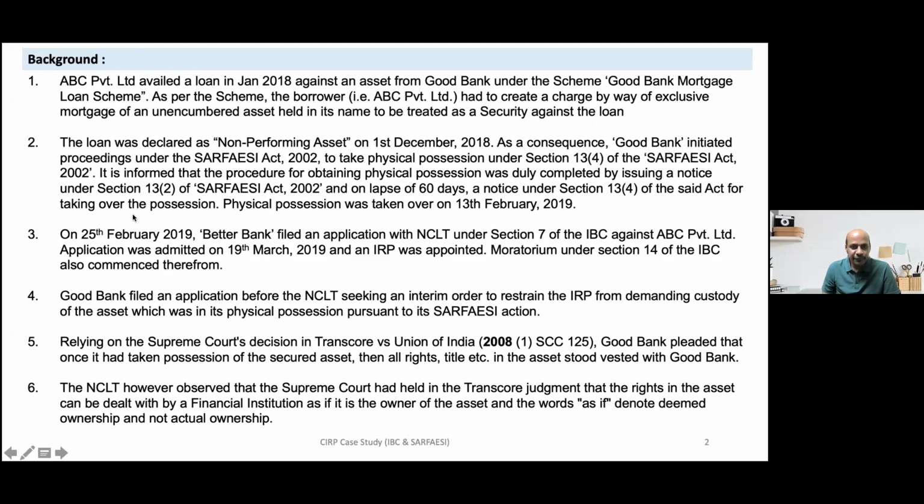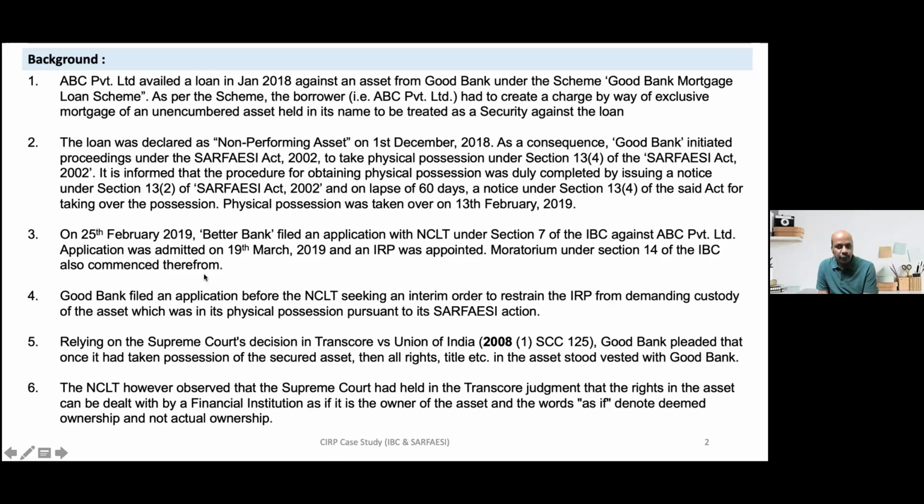It is informed that the procedure for obtaining physical possession was duly completed by issuing a notice under Section 13, subsection 2, and on lapse of 60 days, a notice under Section 13 of the said Act for taking over the possession. Physical possession was taken over on 13th Feb 2019, which means now Good Bank has the possession of that asset under which it had given the loan to ABC Limited. Then on 25th Feb 2019, Better Bank, another bank, filed an application with NCLT under Section 7 of the IBC against ABC Private Limited. The application was admitted on 19th March 2019 and an IRP was appointed.